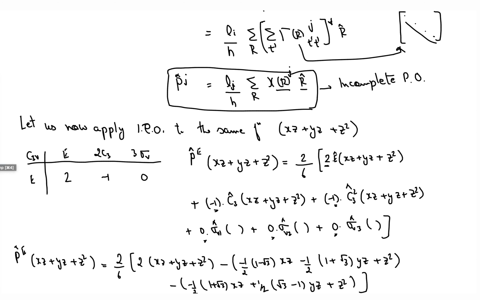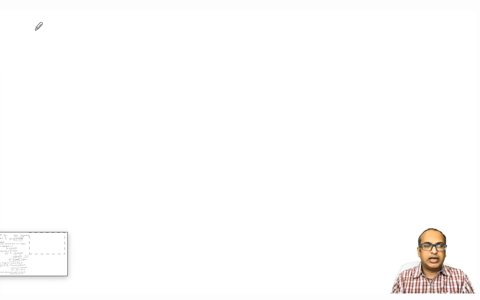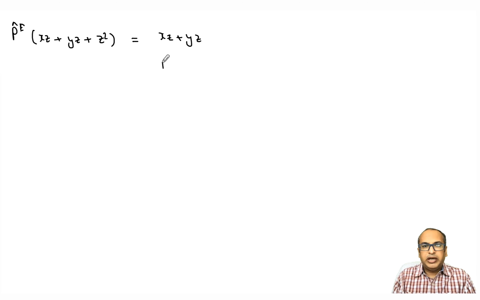In the same way, if you keep on doing this, you're going to notice. Let's not spend time on this calculation because now it's just simple algebra. So we see that P_E of xz plus yz plus z square gives you xz plus yz, which, if you remember, we obtained from P_E11 and P_E22, right? So we obtained this one and this one, or vice versa.